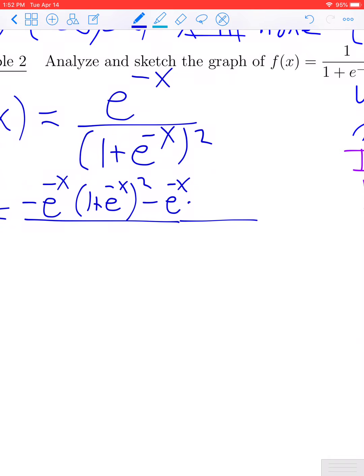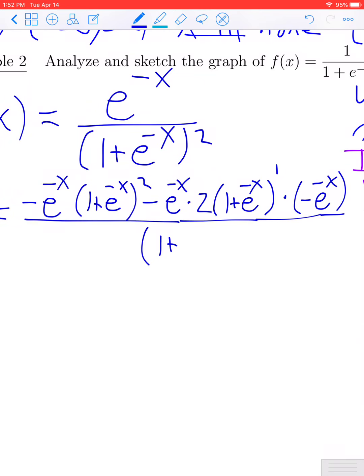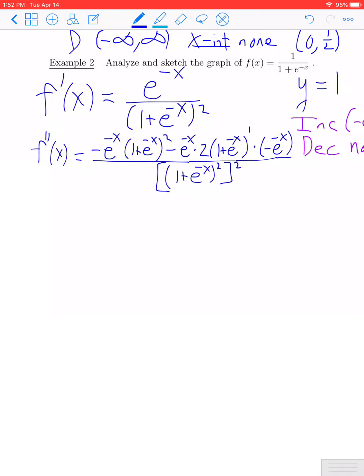To do the derivative of the denominator, that's going to be a chain rule. Bring the power 2 down. Leave the inside part alone. Reduce the power by 1. And then from the chain rule, multiply by the derivative of the inside function. And that's going to be negative e to the negative x, all over that denominator squared. That's (1 plus e to the negative x) squared, squared. So we have the f double prime of x is equal to.